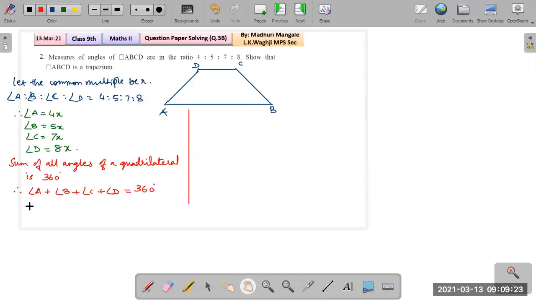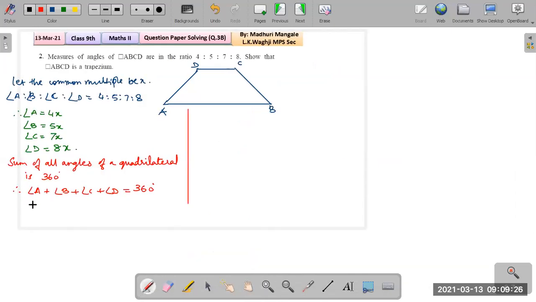Okay. We start with finding x first. So let's substitute. What is A? A is 4x plus B is 5x plus C is 7x plus D, that is 8x, equals 360 degrees. And now we have to add all the terms. So adding all the terms, what do we get? This is 4 plus 5 is 9, and 7 makes 16, and 8 makes 24. The total would be 24x. Okay. So adding them up, we get 24x, which is equal to 360.